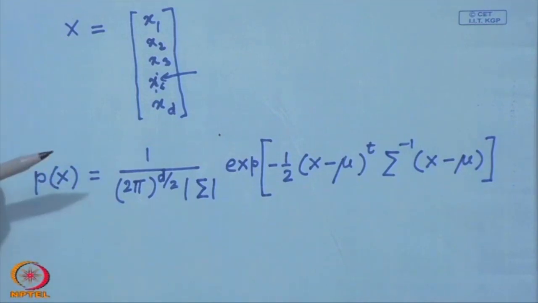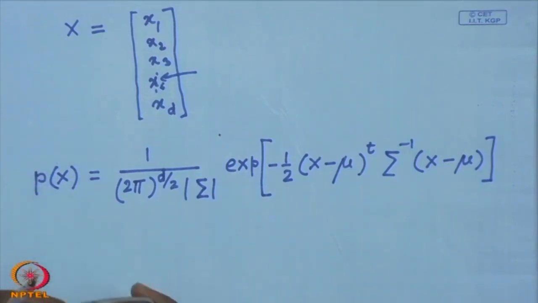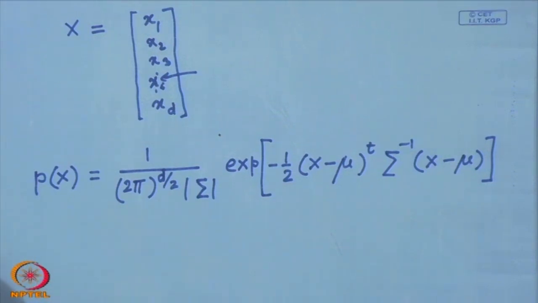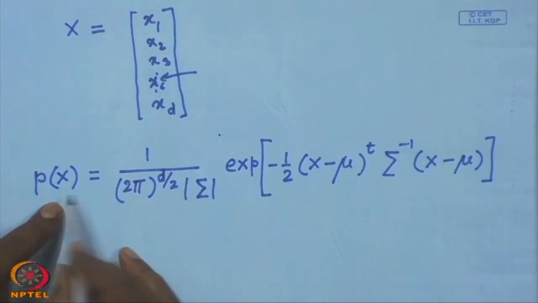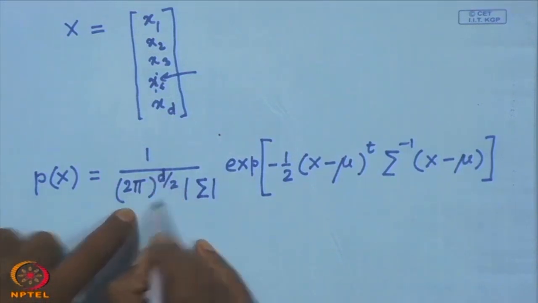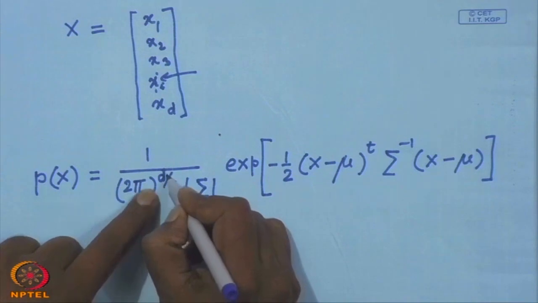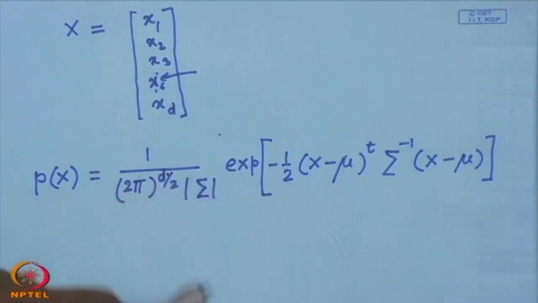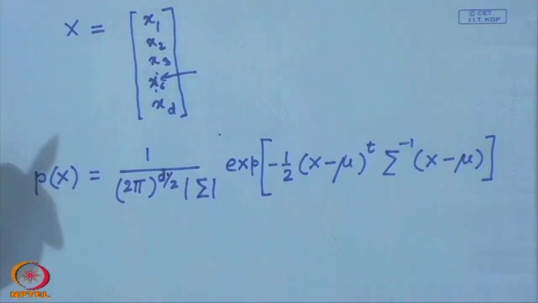If you look at this particular expression in the vector form, the probability density function becomes P of x is equal to 1 upon 2 pi to the power d by 2, where d is the dimensionality of the feature vectors, that is, the number of components within these feature vectors.